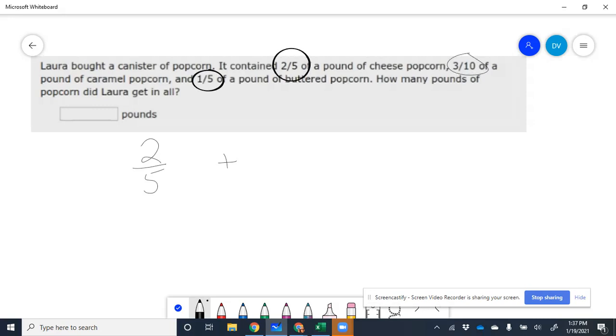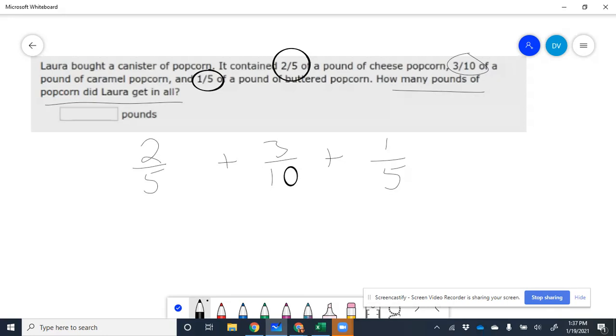So we're going to add 2/5, we're going to add 3/10 of caramel popcorn, and 1/5 of buttered popcorn. So we have to add these three because it says how many did she buy all totaled, or all together. So our common denominator here is 10.